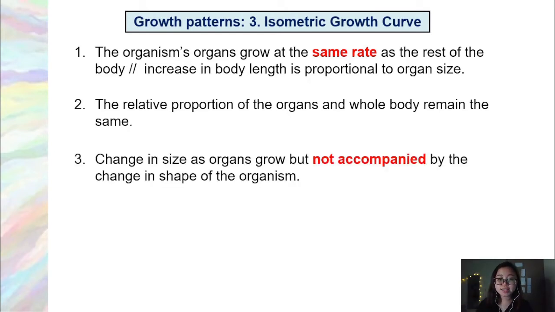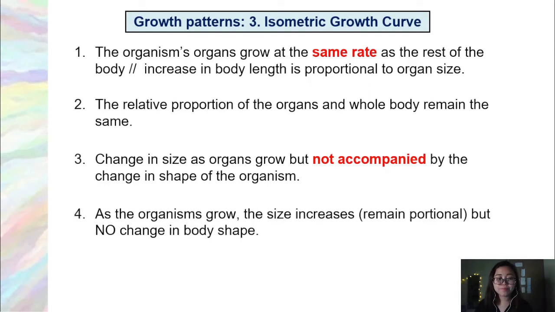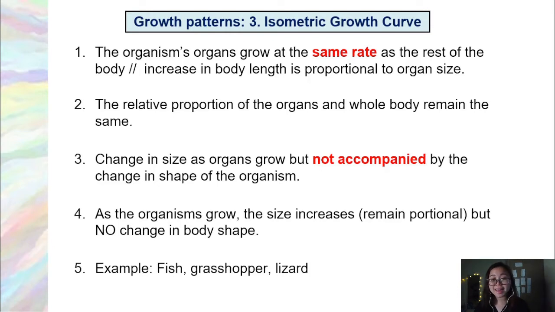The changes in size as the organs grow is not accompanied by the change in the shape of the organism. So, sambil organism tu membesar, size organ dia membesar, bentuk organism tidak berubah. So, as the organisms grow, size increases, remains proportional, but there is no change in the body shape. So, some examples of organisms that will follow this isometric growth curve is fish, grasshoppers, and lizards.